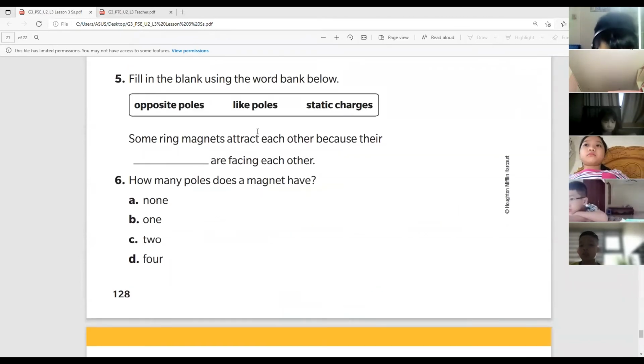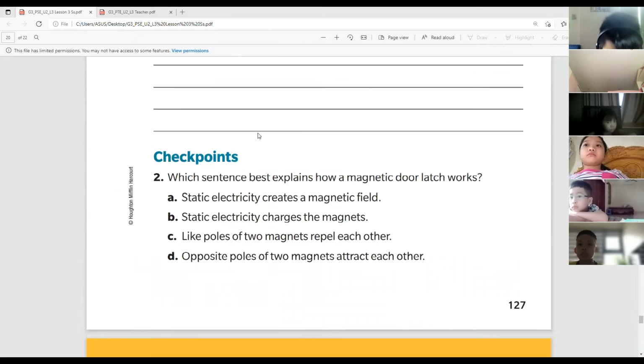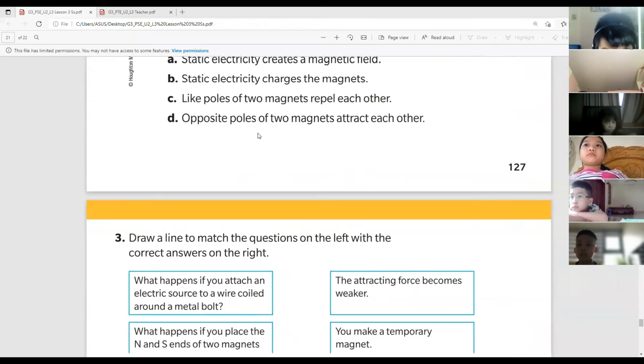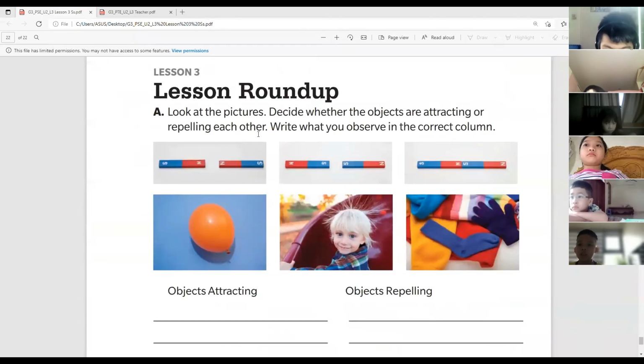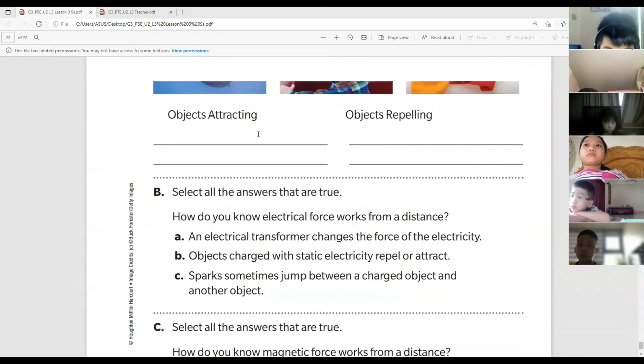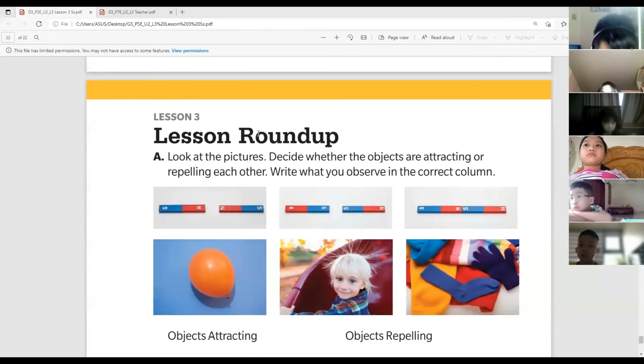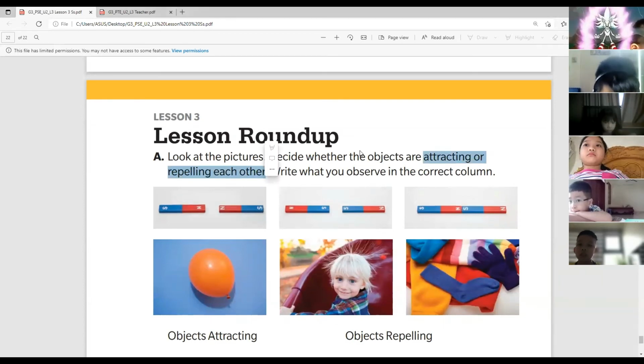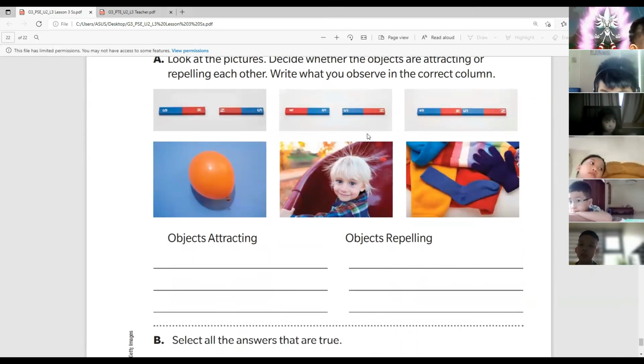That is it for your lesson check, 1 through 6. Okay, now the lesson roundup is much shorter. Look at the pictures. Decide what objects are attracting or repelling. Write your observations in the correct column.